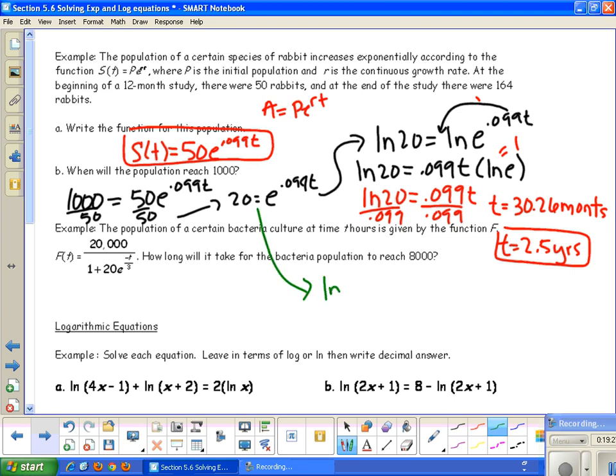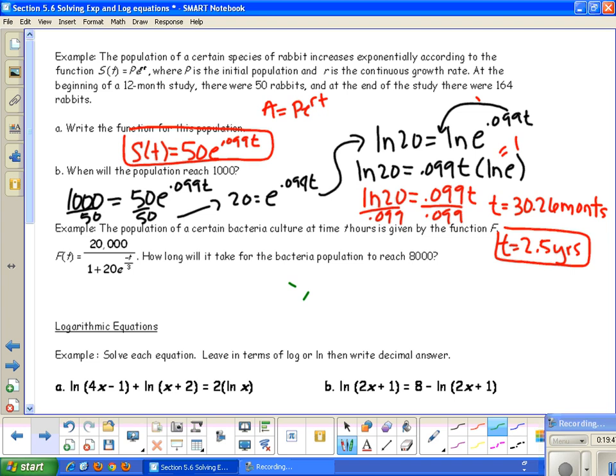So I could have done the natural log, base e, of, in this case, 20 equals your exponent, 0.099t, and notice that gives me the same thing that I did up here. So either way will work for those equations. Sometimes one way is faster than the other, and it just depends on what you prefer.